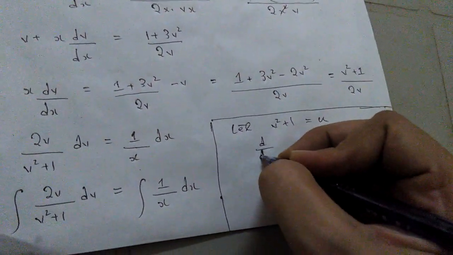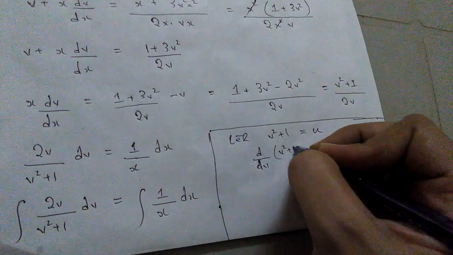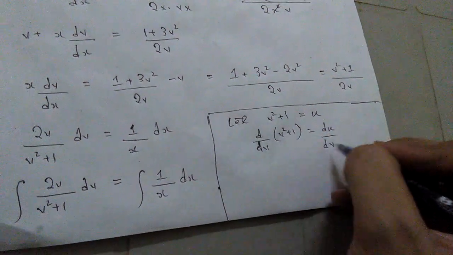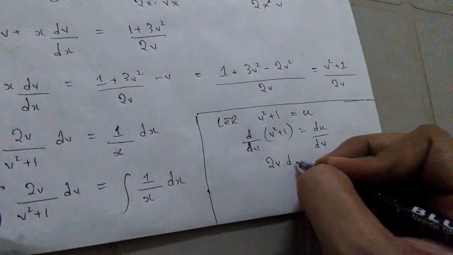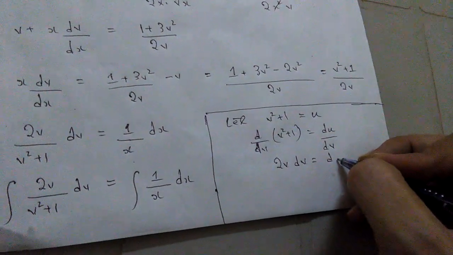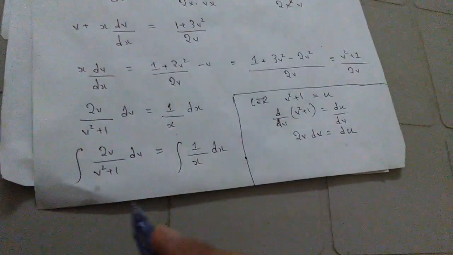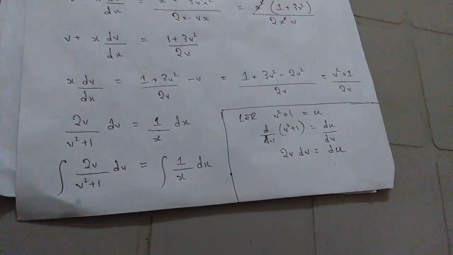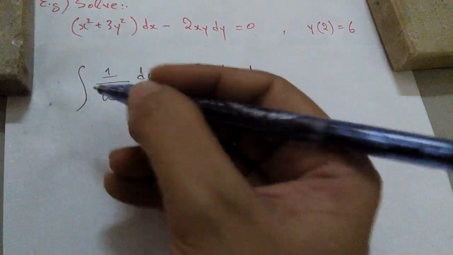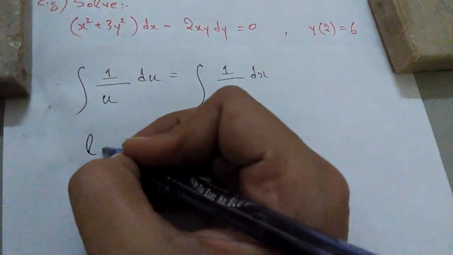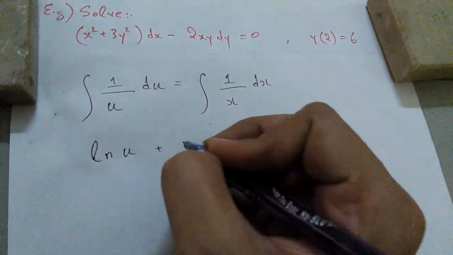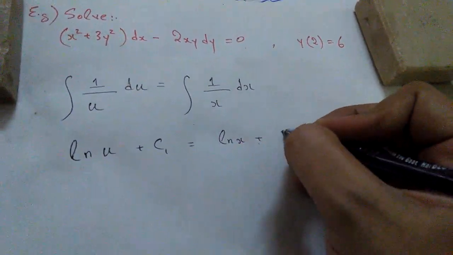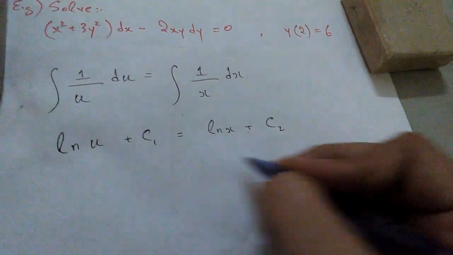I differentiate both sides with respect to my v. Okay, this thing is giving me 2v, and this dv will go over here. So 2v dv will be replaced by du. Okay, so it is 1 upon u du equal to this thing. Okay, that's how it looks, and after integration it gives us ln of u plus some constant equals ln of x plus some constant. Okay, I move this constant over here.